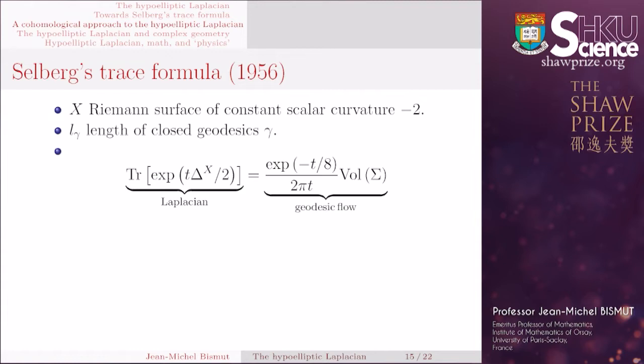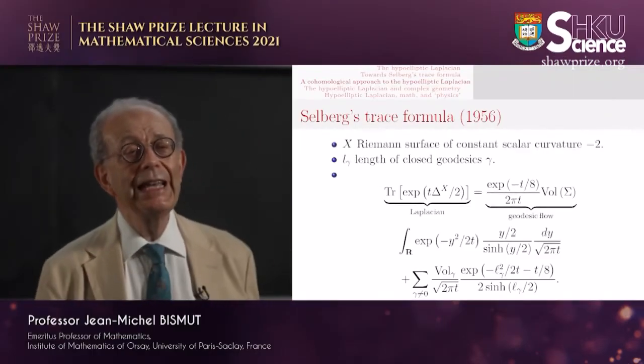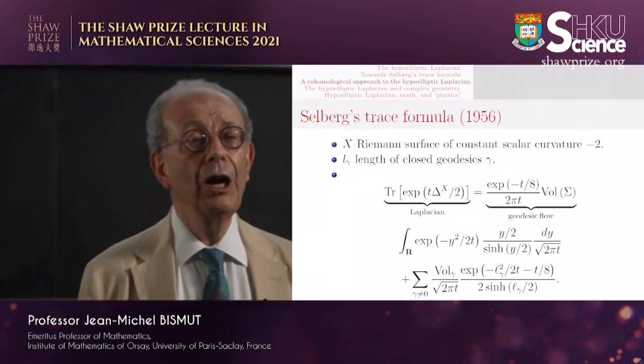Now, Selberg's trace formula is a formula that expresses the trace of the heat kernel in terms of quantities that involve all the possible closed geodesics on the manifold X. This formula was found by a simple computation in the case of Riemann surfaces, and what we will do now is extend this to more general geometric objects.